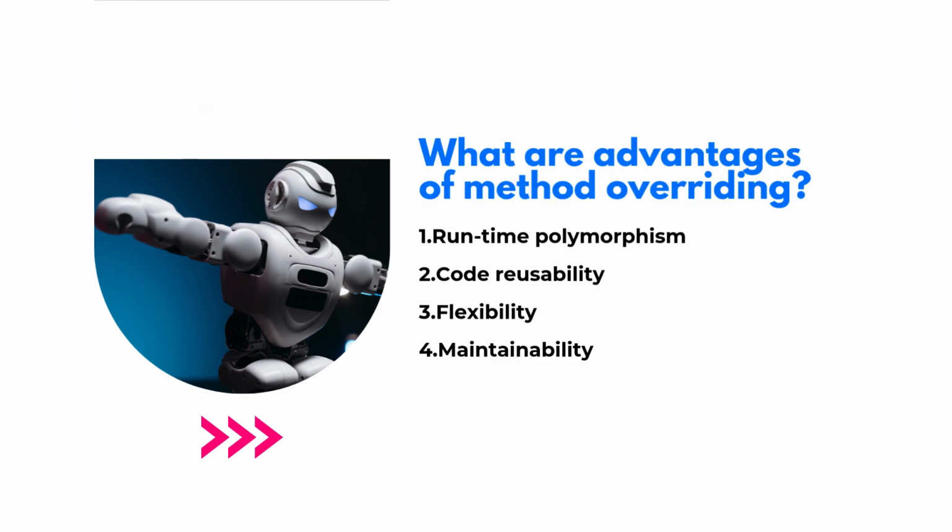What are the advantages of method overriding? It allows method behavior to be decided at runtime based on the object type. It enables reuse of base class code while allowing customization in derived classes. It lets derived classes provide their own specific behavior for inherited methods. It makes code easier to extend and modify without changing existing base class code.